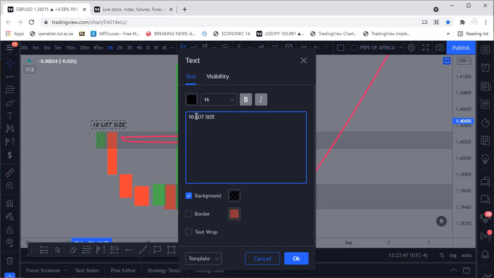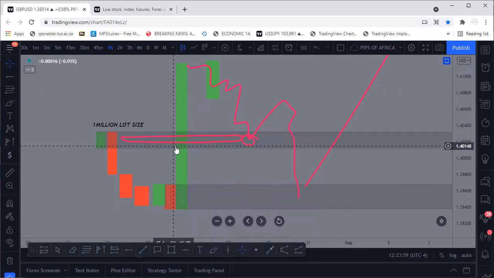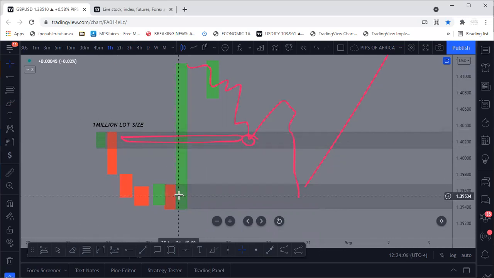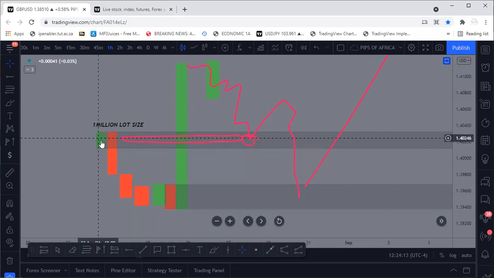They've used what? 1 million lot size. I'm just making an example. It means that if they want to break this order block, they have to use the bigger lot size. The lot size that they are using here has to be bigger than the one that they used when they were introducing the supply here.